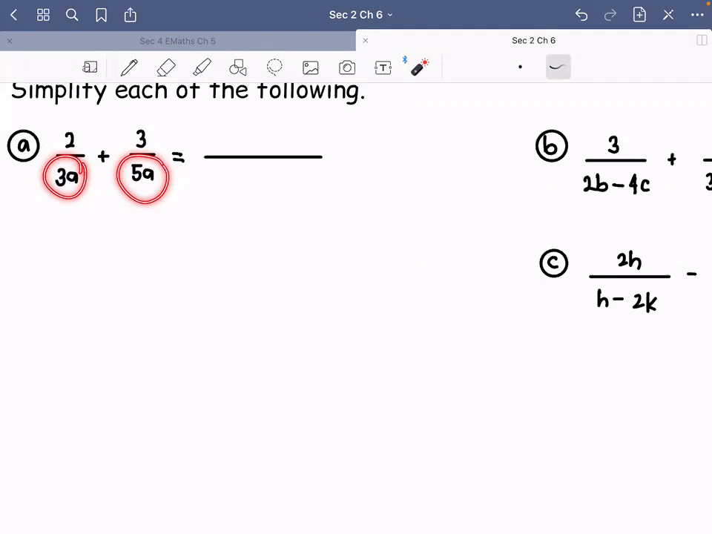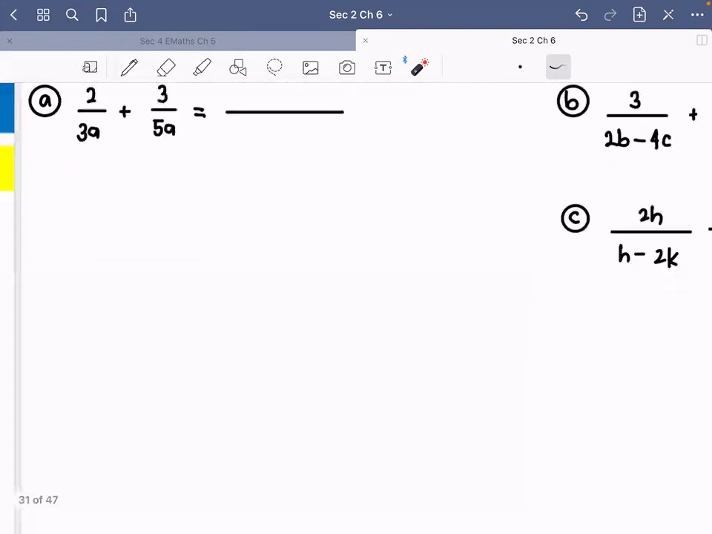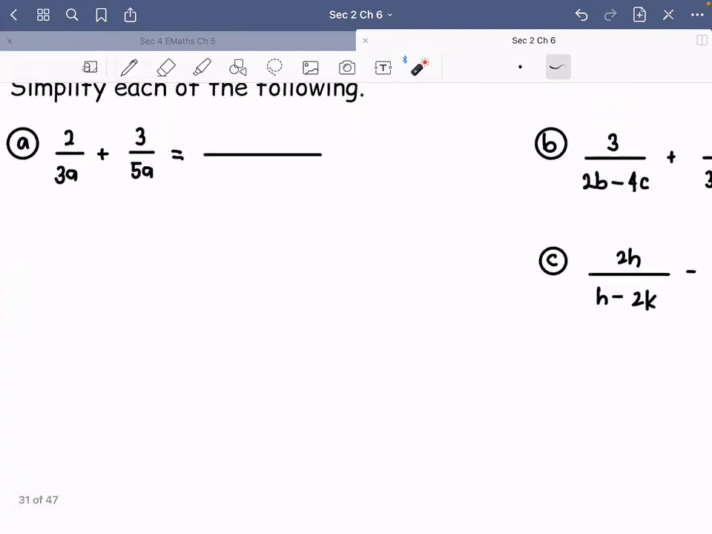What is the LCM of 3 and 5? It's 15, right? Because 3 and 5 can divide 15. And then it's 15A. Why did we put A here? Because A is common in these two denominators or in these two fractions.